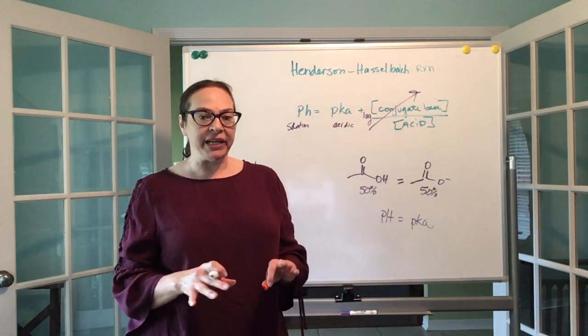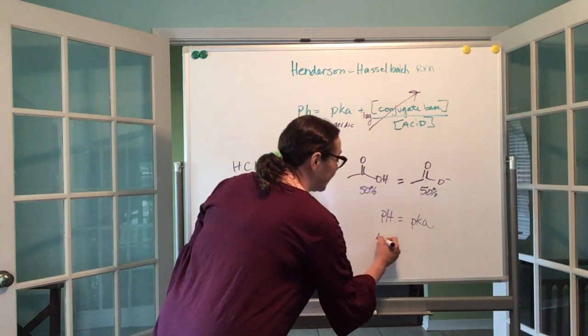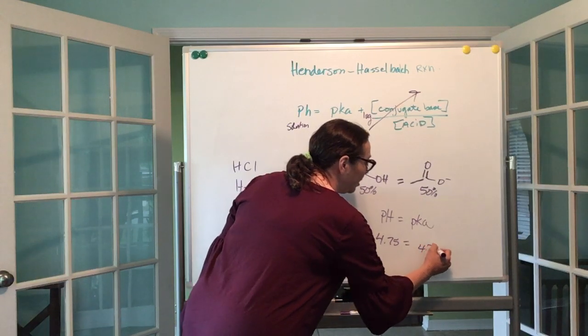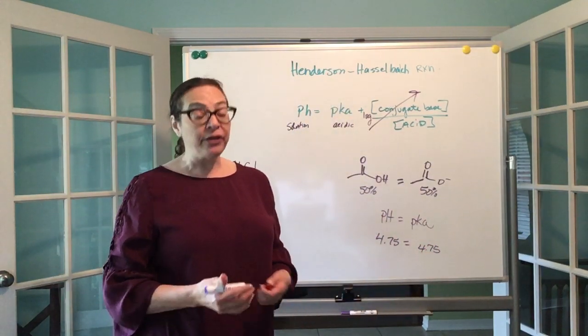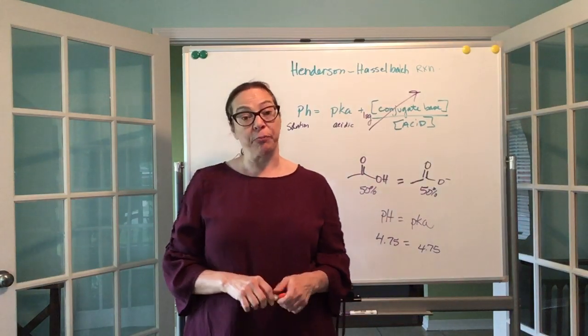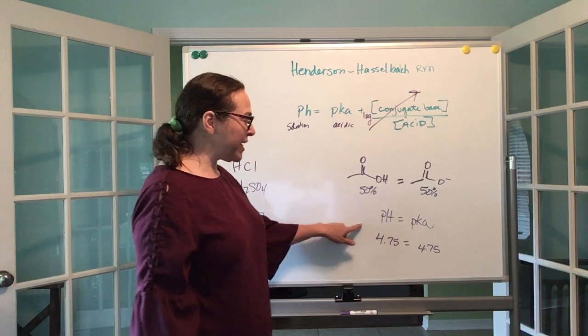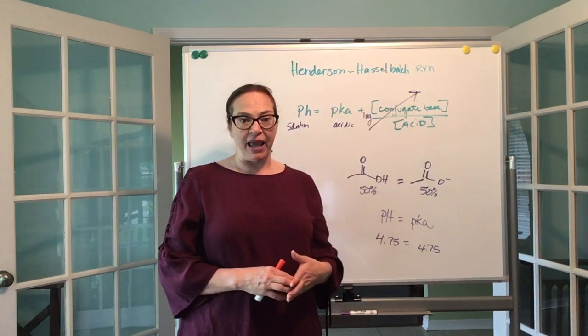This magical point at which your pH is equal to your pKa, in the case of acetic acid, that would be 4.75. This point is referred to as an isoelectric point. You'll learn a lot more about isoelectric points in biochemistry. But for now, let's take that concept of the pH and the pKa being equal at a specific pKa.